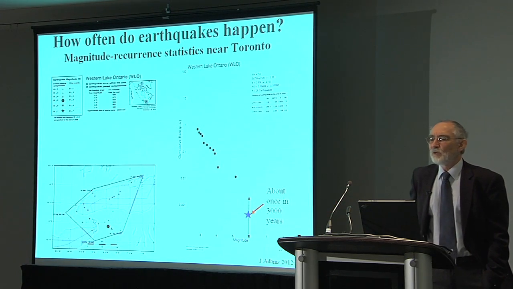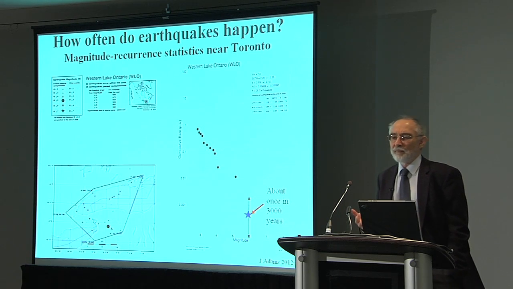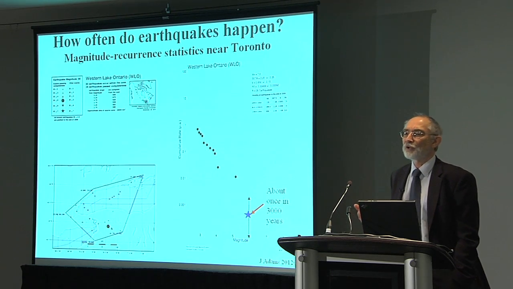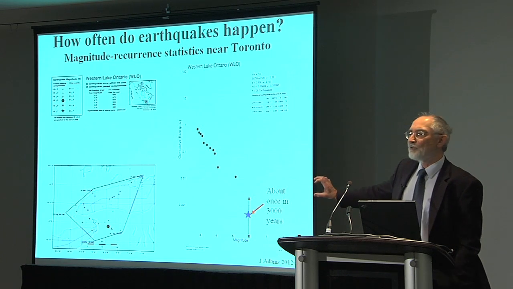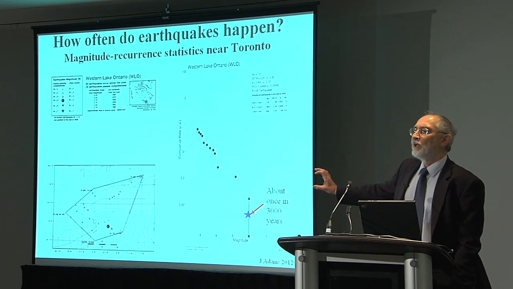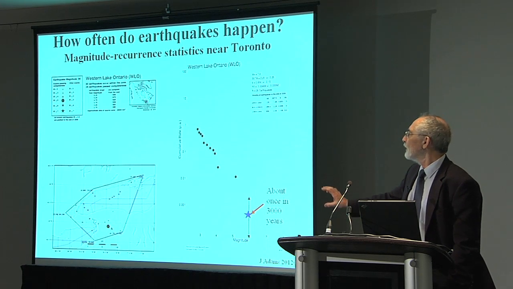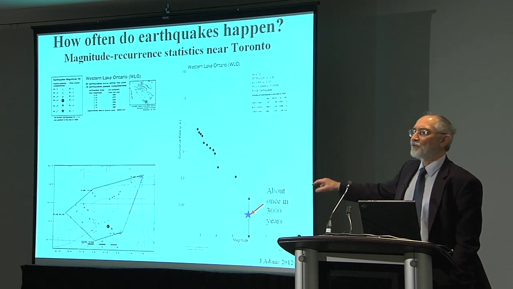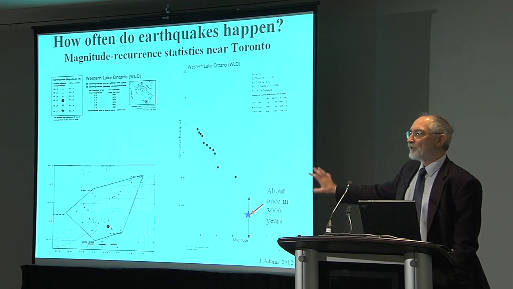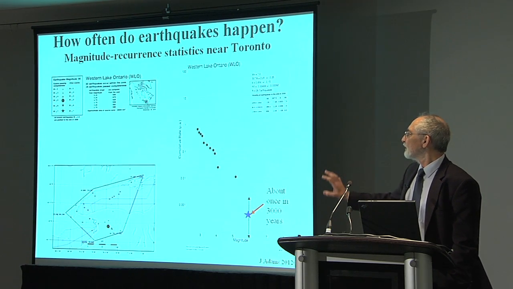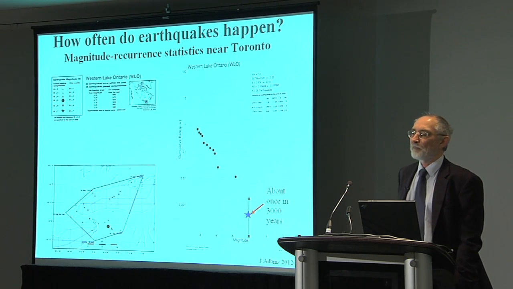So the question is, how often do earthquakes happen? And this is a measure of magnitude recurrence statistics for those earthquakes near Toronto. The box at the bottom, which might be invisible at the back of the room, shows you the earthquakes that we know about, the history of them, and we've basically drawn a little box around them and say, we think we've got a bit of a seismic zone here. It covers the Niagara Peninsula, the western end of Lake Ontario, and upstate New York.